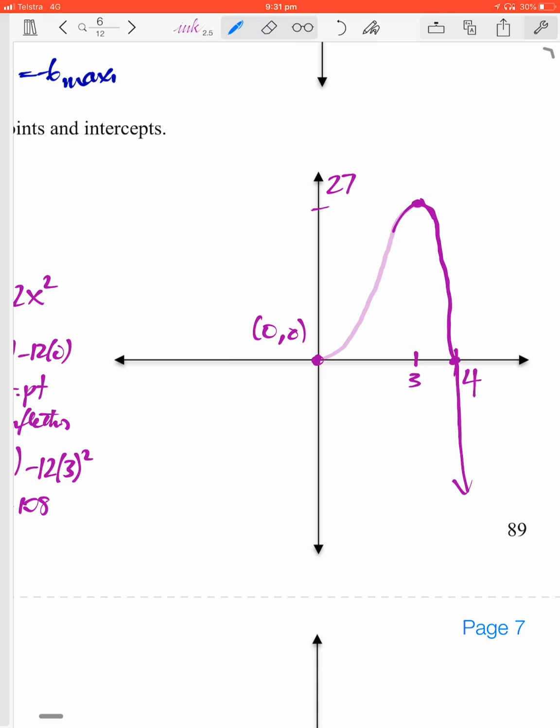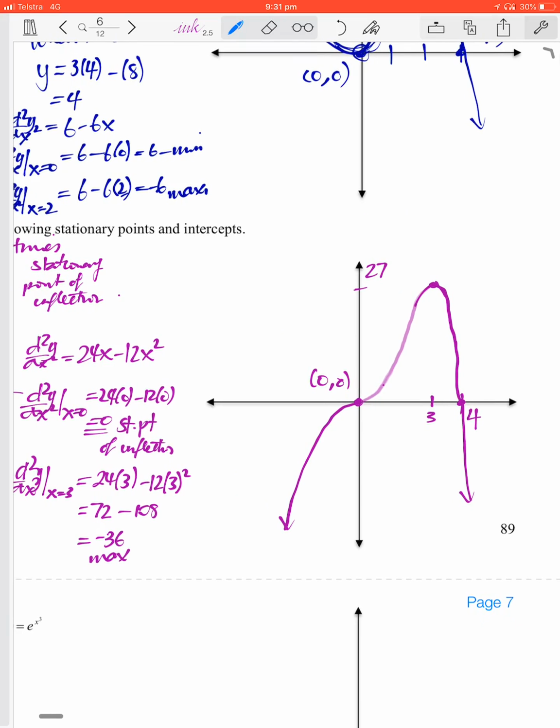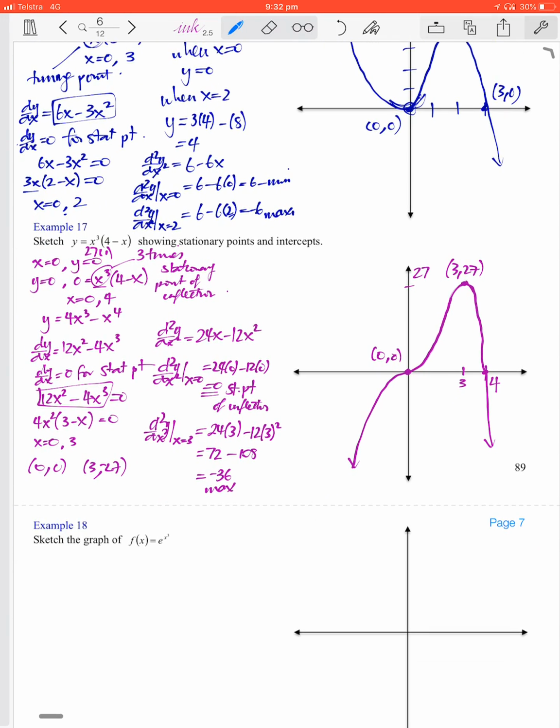At 0, 0, it's got to flatten out and then come back down again. So that's what this graph looks like. That's the shape. And we know that point there is 3, 27. Remember, a point of inflection is when I've got a positive gradient, 0 gradient, and then a positive gradient again. Or if you had a negative gradient, a 0 gradient, and then a negative gradient again. That's a bit exaggerated there.